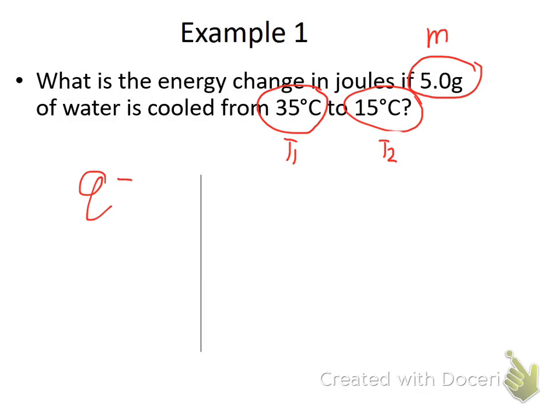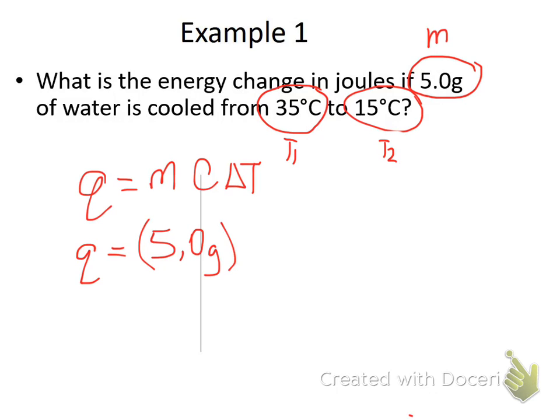Q equals. Okay, let's plug things in. We don't have Q. Do we have M? Yes, 5.0 grams. Do we have C? What is that? There's one more thing. Water. Because it tells us the substance, we can look up the specific heat of water.